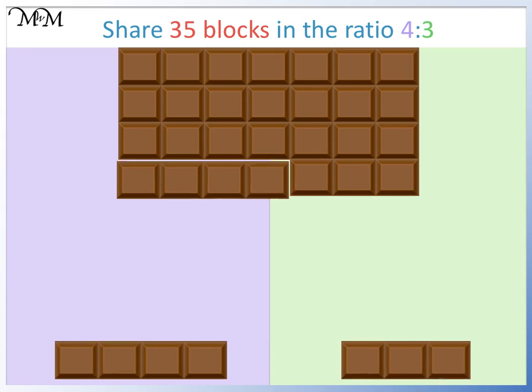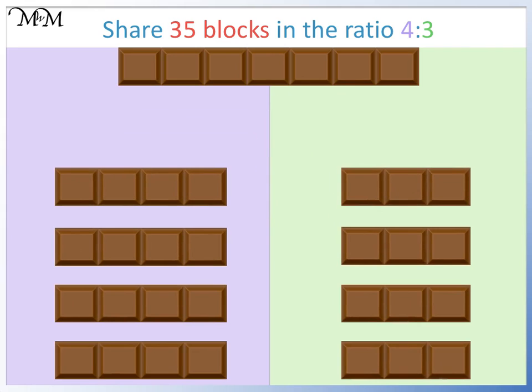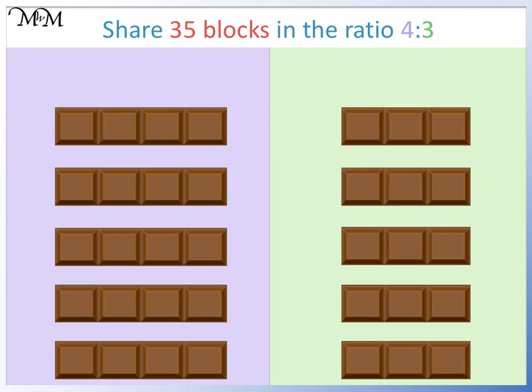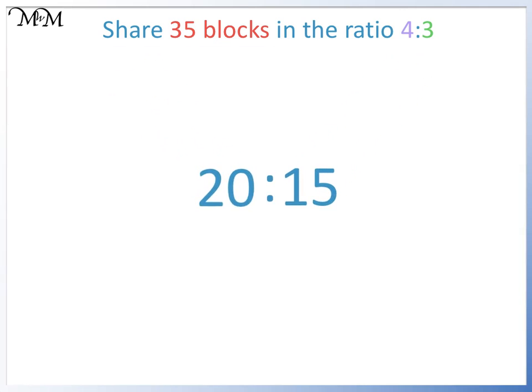So we divide the chocolate like so. We can see that for every 4 parts we have on the left, we have 3 on the right. On the left we have 1, 2, 3, 4, 5 lots of 4, which equals 20. And on the right we have 1, 2, 3, 4, 5 lots of 3, which equals 15. So we have placed 20 blocks in the purple pot and 15 in the green pot. From our original ratio of 4:3, we now have a ratio of 20:15, or 20 parts to 15 parts.